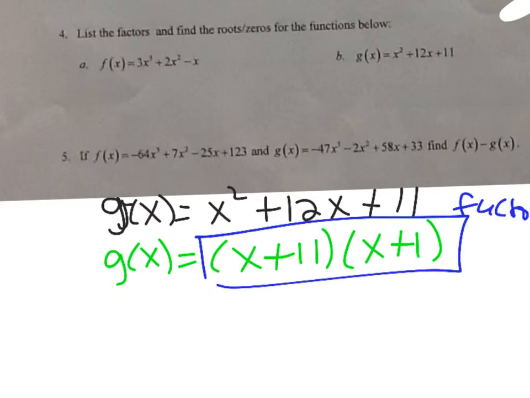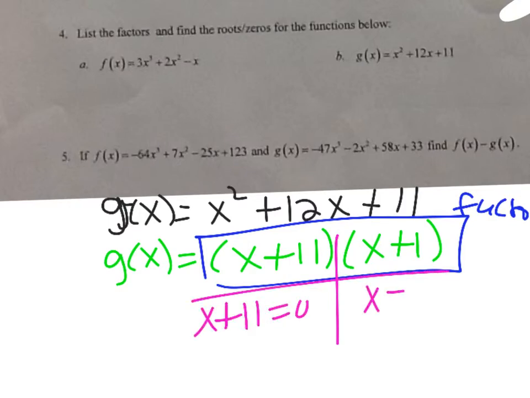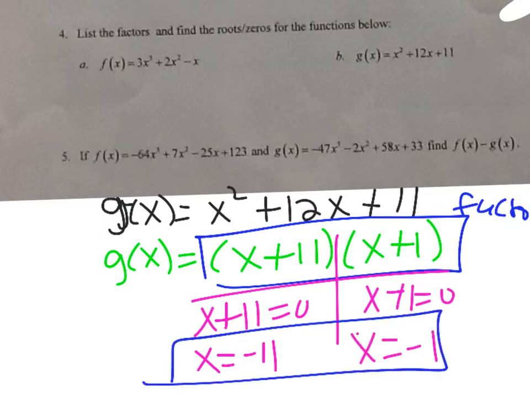Then I want to make my t-chart. I get x plus 11 equals 0, x plus 1 equals 0. Minus 11, I get x equals negative 11. Minus 1, I get x is equal to negative 1. These are my zeros. So what it means is this, that when x is negative 1, my y is 0. When x is negative 11, my y is 0. Okay, so let's take a look at number 5.